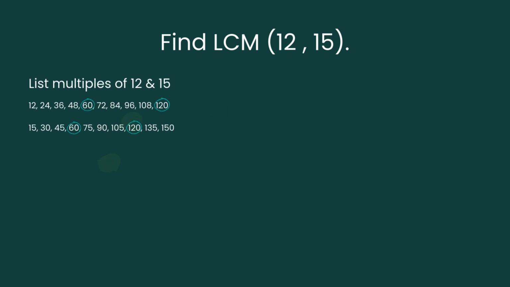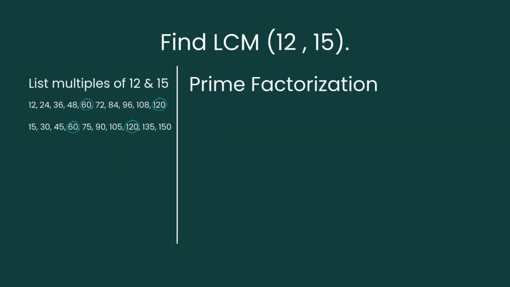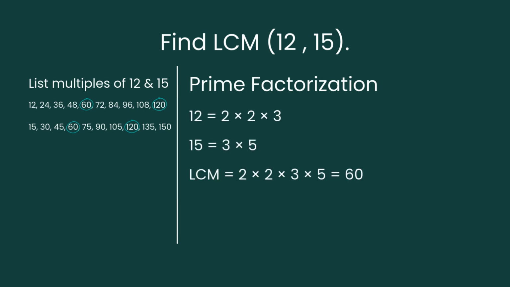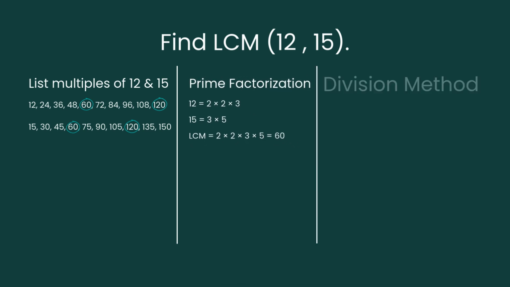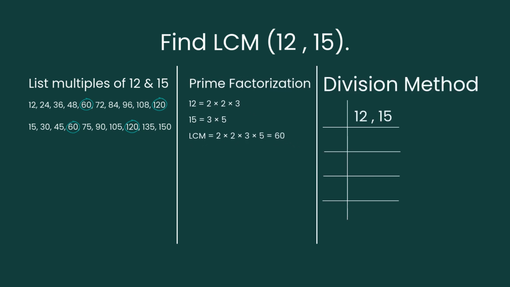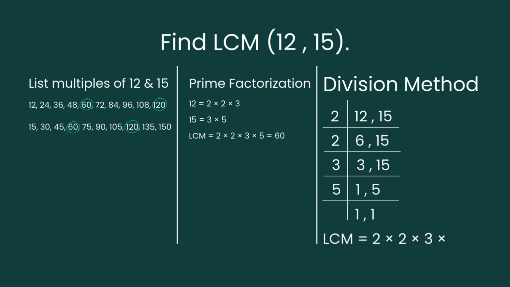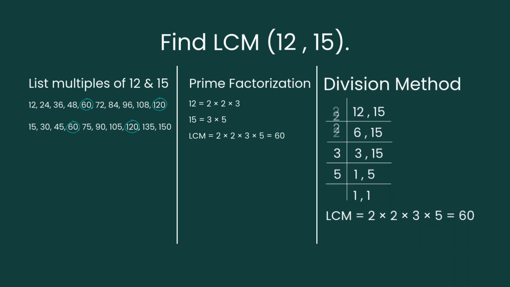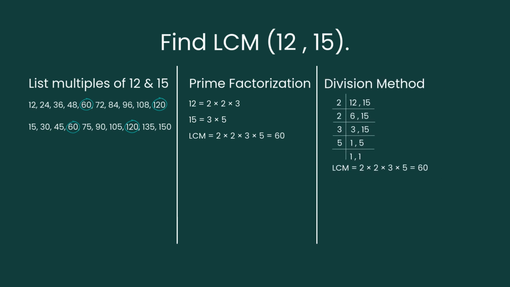Or you might have used prime factorization, where you find the prime factors of each number and multiply the highest powers of each prime factor together. Another method is the division method, where you divide the numbers by prime factors until all are reduced to 1, then multiply the prime factors you used. Finding common multiples and LCM using these methods is not always easy to understand, right?